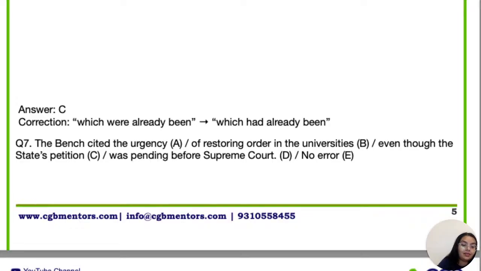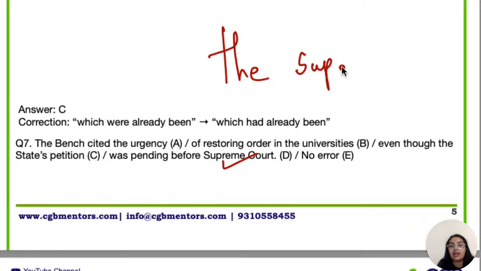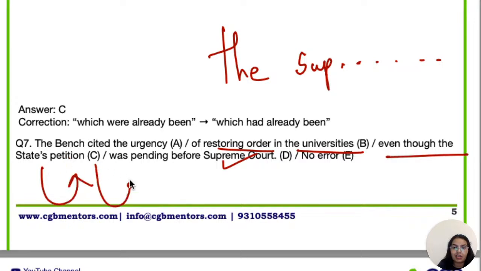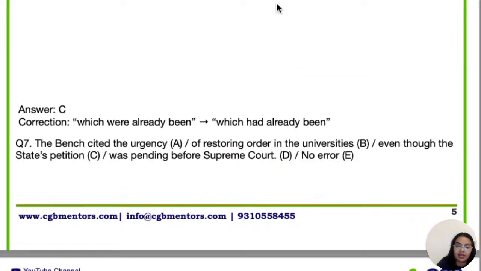Seventh question. Very easy. Please always remember D is the answer. It is always the Supreme Court or Supreme Court of India. है ना, हम ऐसे लिखते हैं. So the bench cited the urgency of what? Restoring order in the universities. Even though the state's petition was pending before the Supreme Court. The article is needed.